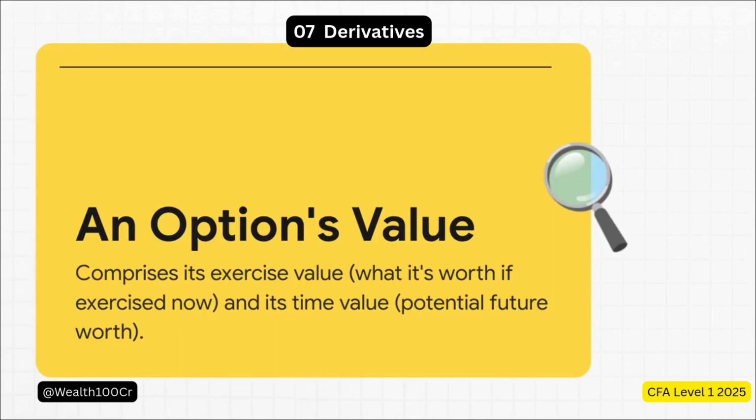It's actually very simple. An option's price is made of only two things. First, its exercise value. That's what the option is worth right now at this very moment. And second, its time value. This is the potential of what it could be worth in the future. You can think of it like a shopkeeper's account book, you know? One part is the cash he has in his hand today, and the other part is the money he hopes his customers will pay him later.